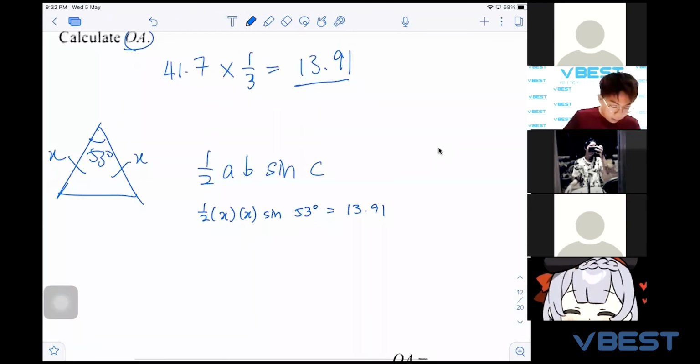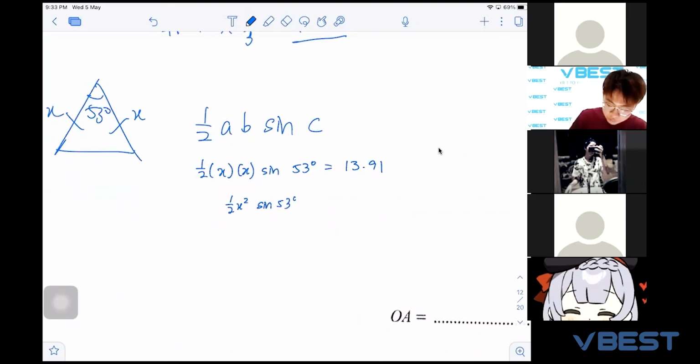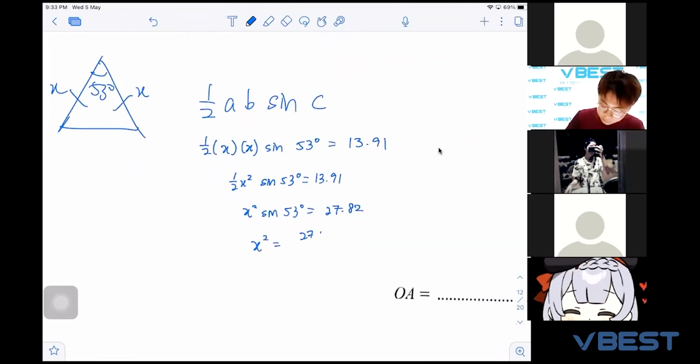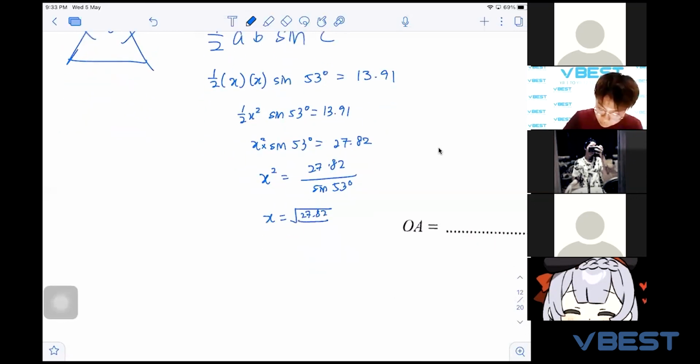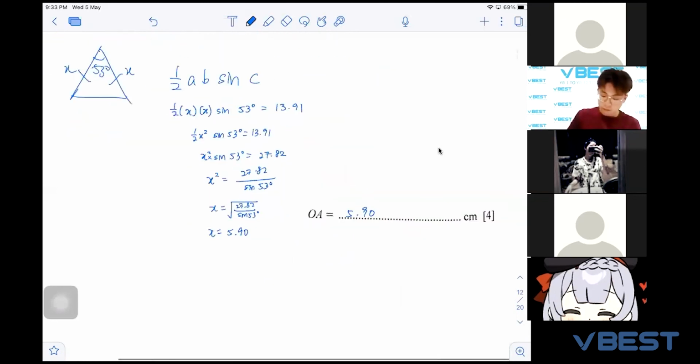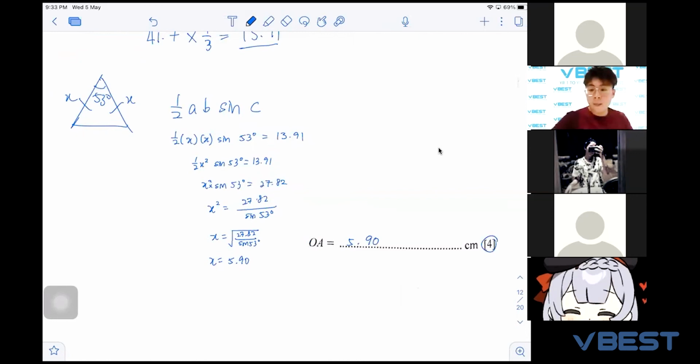Now you're just going to solve it step by step. You get half X squared sine 53 equals 13.91. Then X squared sine 53 equals 13.91 times 2, which is 27.82. And then X squared equals 27.82 divided by sine 53, because you move the sine 53 over and it becomes a divide. So X will be the square root of 27.82 over sine 53 degrees, and you get your X value as 5.9. So 5.9 is the answer. Anyone have questions?